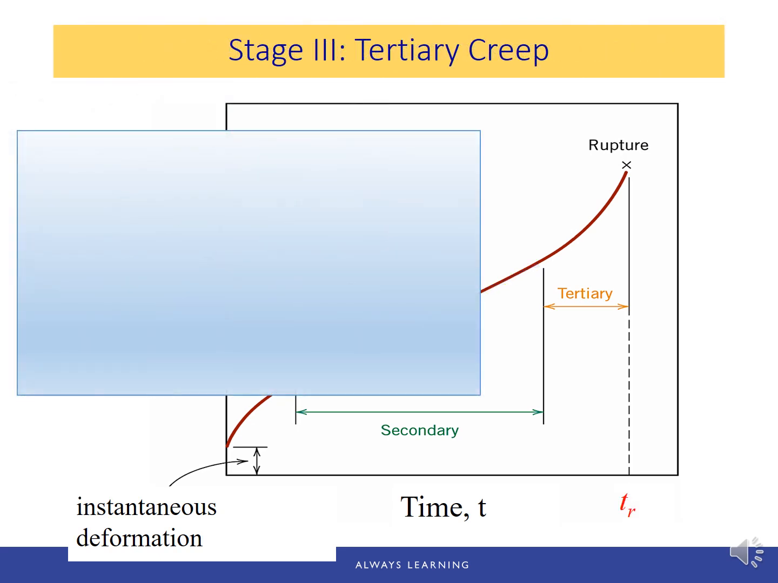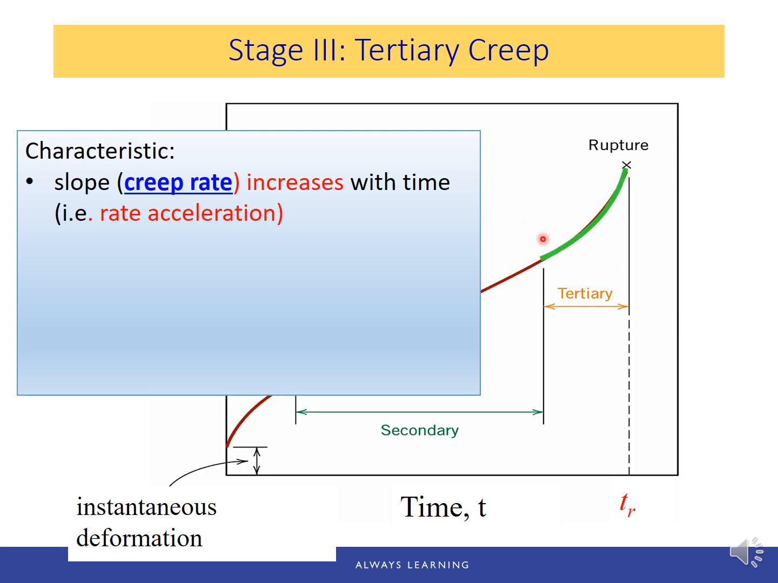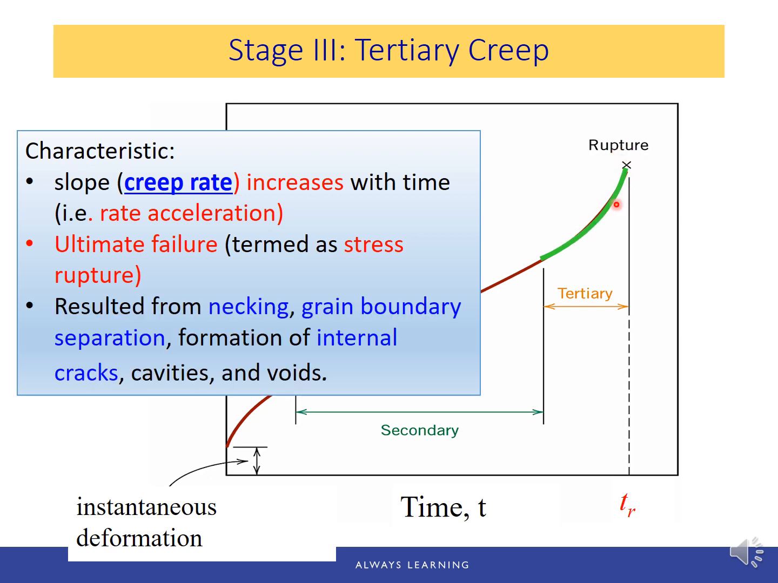For the tertiary creep, the creep rate increases with time until failure, and this ultimate failure is termed as stress rupture. The increase in the creep rate is caused by necking, grain boundary separation, formation of internal cracks, cavities, and voids. And all of this will lead to a decrease in the effective cross-sectional area and an increase in the strain rate.